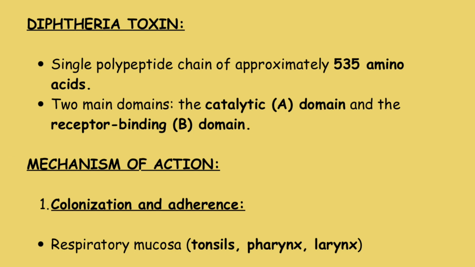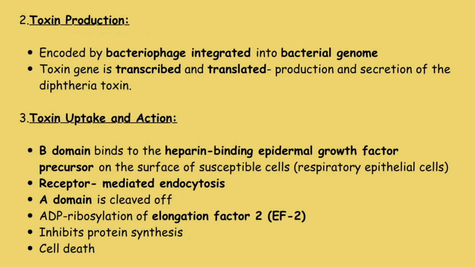Mechanism of action. Colonization and adherence. The bacteria initially colonizes and adheres to the respiratory mucosa, particularly the tonsils, pharynx and larynx. The bacteria has pili and other surface proteins that facilitate its adhesion to the host epithelial cells. Toxin production. Diphtheria toxin is encoded by a bacteriophage integrated into the bacterial genome.